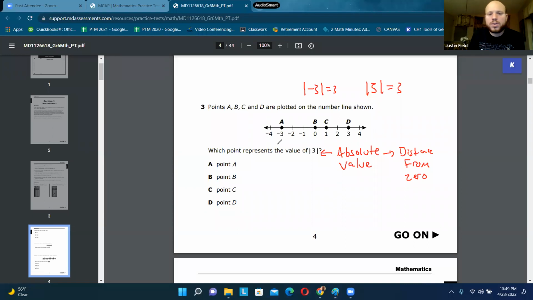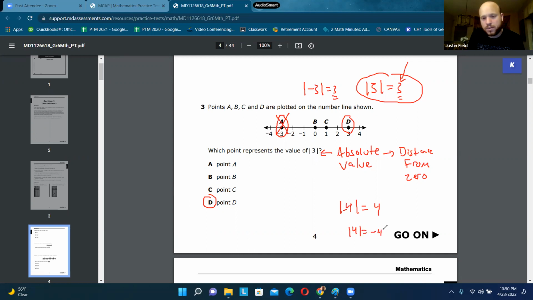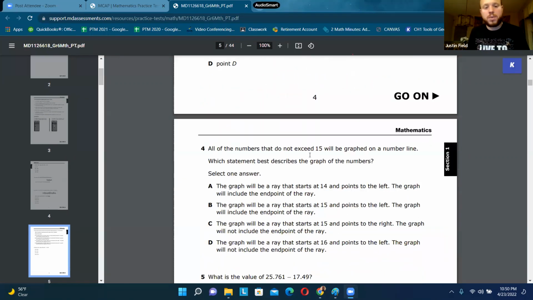Okay, so there are two numbers that have the absolute value of 3. So A and D. But which point represents the absolute value of 3? Well, the absolute value of 3 is not -3. The absolute value of 3 equals 3. So the answer is D. Although it is tricky. And that's because some people think the absolute value is the opposite. So a lot of people know the absolute value of -4 is 4, but then they might think the absolute value of 4 is -4. But that is wrong. The absolute value of 4 is 4. The absolute value of -4 is also 4. The answers to absolute values are positive.